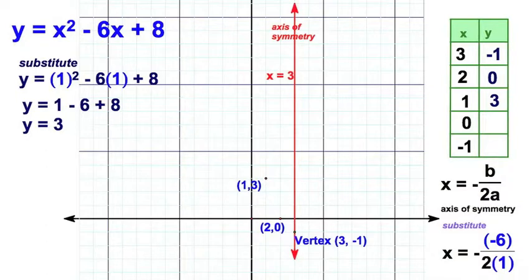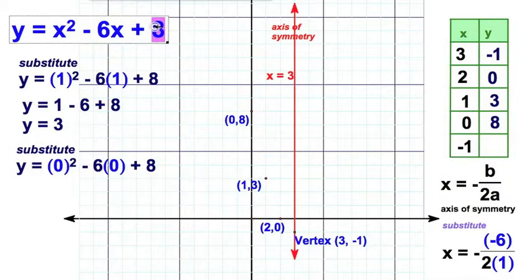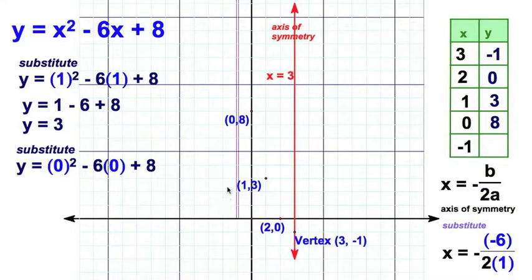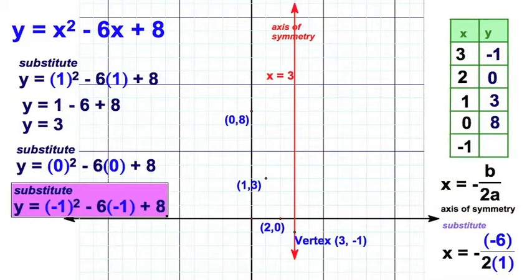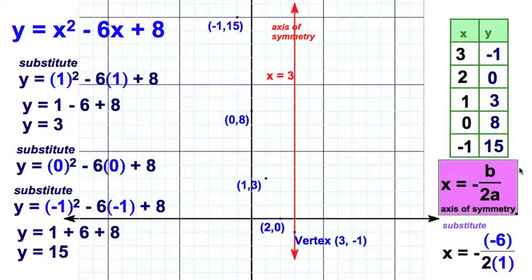We can continue this trend. Let's solve for x is 0. Well, that one takes no effort because after all, this 8 is the y-intercept of the parabola. So we've got that right away. So now, let's go for one more. Let's go negative 1. And I'll put in for negative 1. And I can see that that's going to be 1 plus 6 plus 8. And that's 15. So there's half of your parabola.